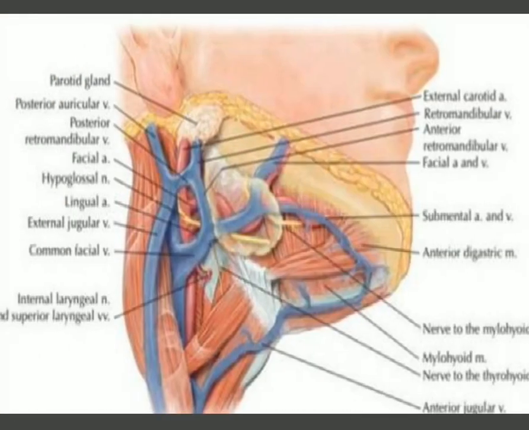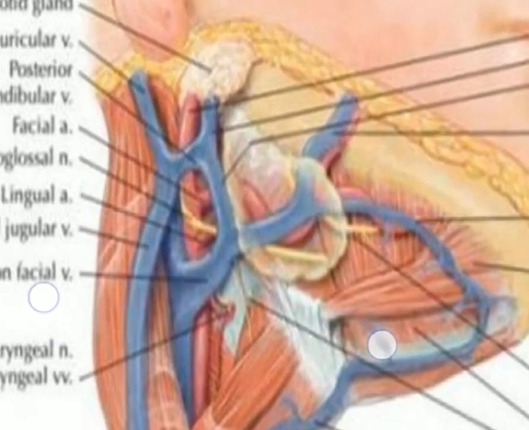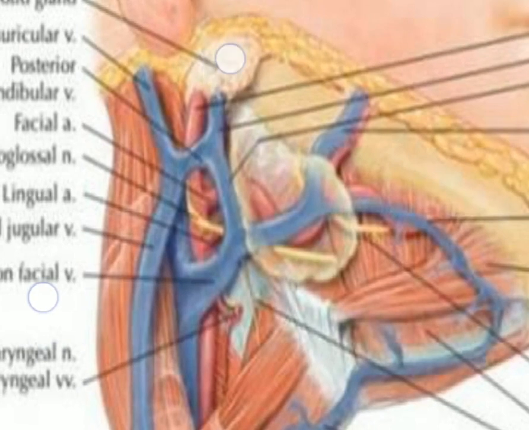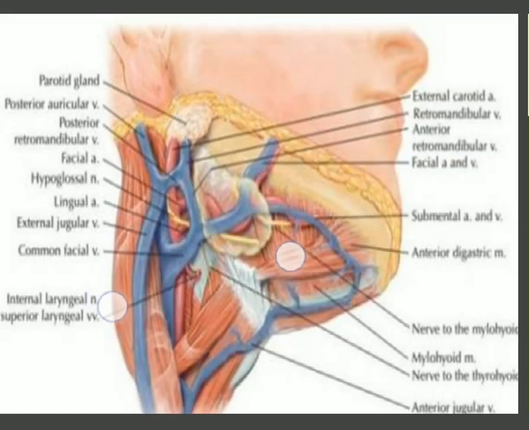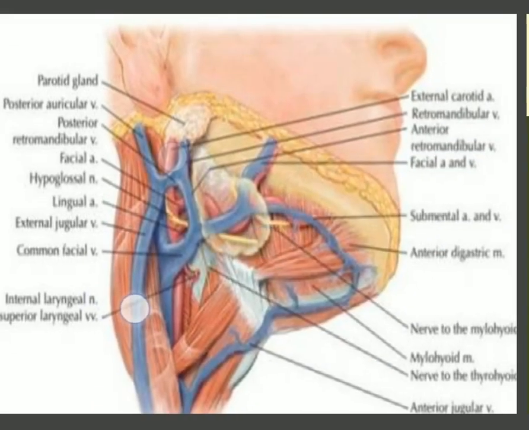If we talk about the superficial content, you can see here, this is the parotid gland. The lower part of the parotid gland forms a content of the posterior part of the digastric triangle. And the artery that you see here is the external carotid artery. So these two are the superficial contents of the posterior part of the digastric triangle.